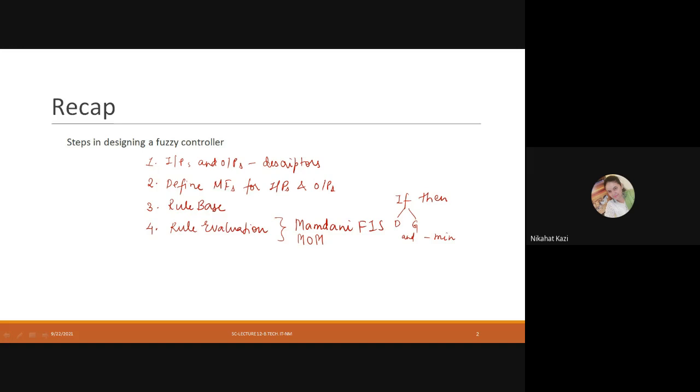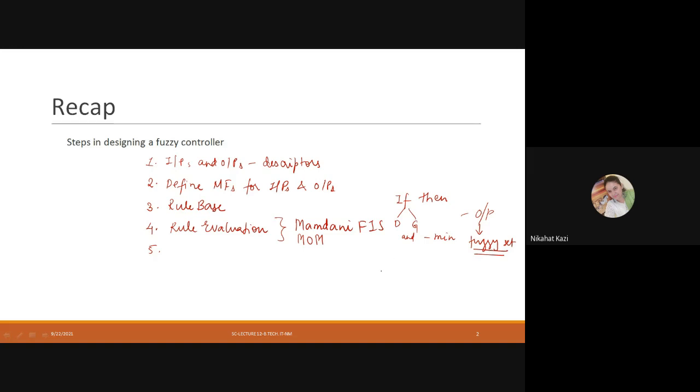Apart from that, what do you do? At the end, once your rule evaluation is done, what is the output of the rule evaluation? Is it a crisp value? You are getting some fuzzy values, right? The output of rule evaluation is a fuzzy set. You're getting fuzzy values.